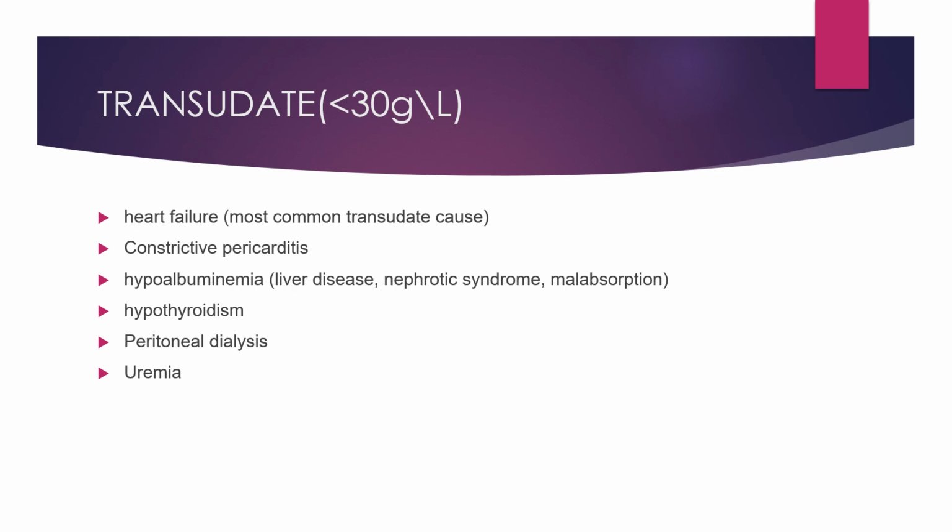So transudative effusions are mainly because of congestive heart failure, the most common cause, and then constrictive pericarditis. And there are various causes of hypoalbuminemia, such as chronic liver disease, nephrotic syndrome, or malabsorption, all of which can result in hypoalbuminemia, and they can result in transudative pleural effusion. And hypothyroidism is an important cause of transudative pleural effusion. Peritoneal dialysis and uremia are the other causes.